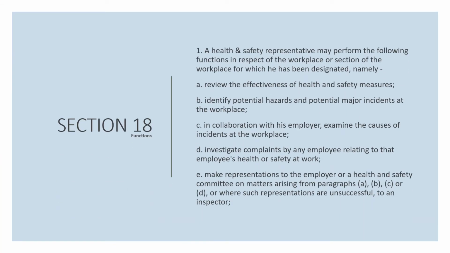A health and safety representative may perform the following functions in respect of the workplace or section of the workplace for which he has been designated, namely: review the effectiveness of health and safety measures; identify potential hazards and potential major incidents at the workplace; in collaboration with his employer, examine the causes of incidents at the workplace; investigate complaints by any employee relating to that employee's health or safety at work; make representations to the employer or a health and safety committee on matters arising out of paragraph A, B, C, or D, or where such representations are unsuccessful, to an inspector.